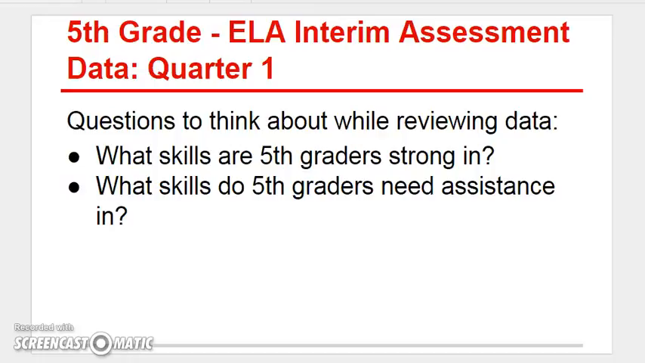As a group, we had to review the 5th grade ELA interim assessment for quarter 1. While doing this, we looked at many questions and we decided to make some charts that showed where the students may be struggling and where you could see they had the most strength. So over the next few slides, we'd like you to keep 2 questions in mind. What skills are the 5th graders strong in, and what skills do the 5th graders need assistance in?